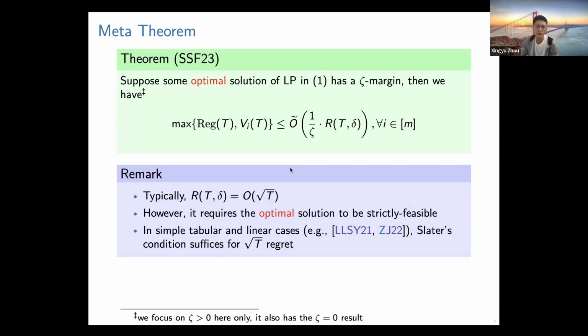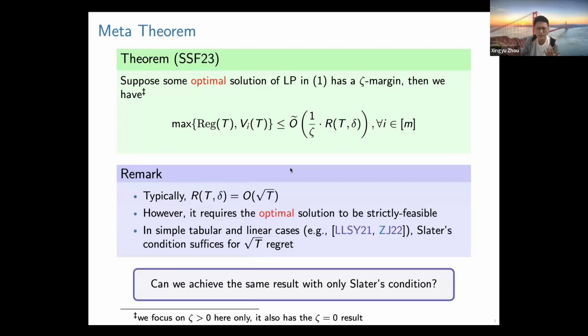So this comes to the motivation of this new version. Basically, can we achieve the same kind of result with a much weaker condition? Get rid of this optimal solution condition. Suppose we only have the Slater condition. Can we still achieve similar bounds? That's the key question we want to address in this work.